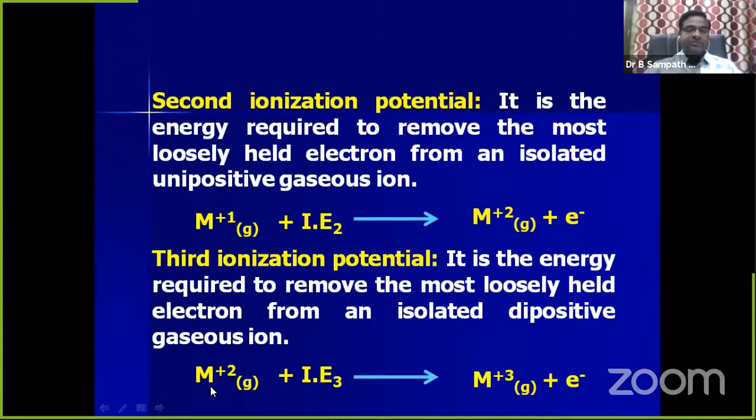So see here children, this is the di-positive ion which is isolated and gaseous in state. From this we are removing one more electron. To remove this electron we have to supply some amount of energy. That energy is called ionization energy 3 or IE3. After this di-positive ion loses one more electron, it converts into a tri-positive ion. So we can remove the electrons and they get converted into the respective ions.